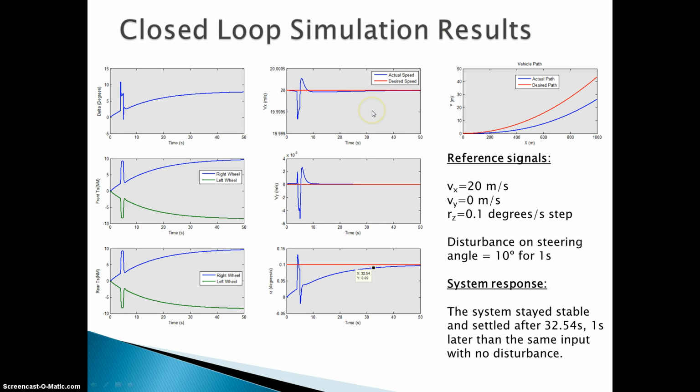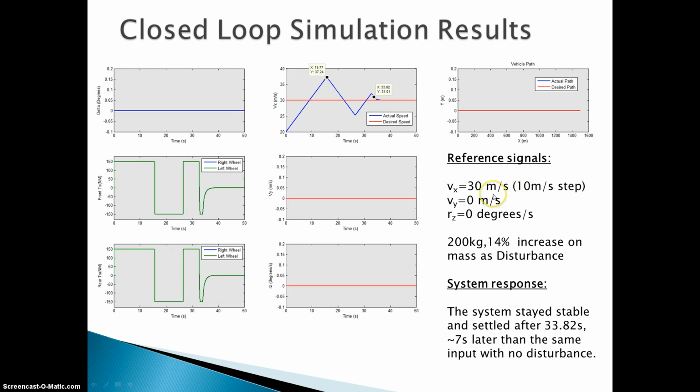Another key thing that we checked, and an objective for our controller, was disturbance rejection. We included a disturbance of 10 degrees for around 1 second, from second 4 to second 5, while changing from 0 degrees per second to 0.1 degrees per second of yaw rate. Even though it degraded our performance a little, increasing the settling time by around 1 second to 32.54 seconds, the system still stayed stable, and the effect of the disturbance was negligible.